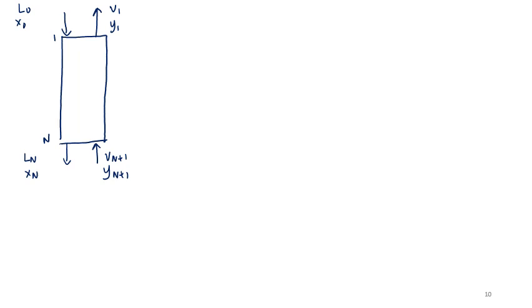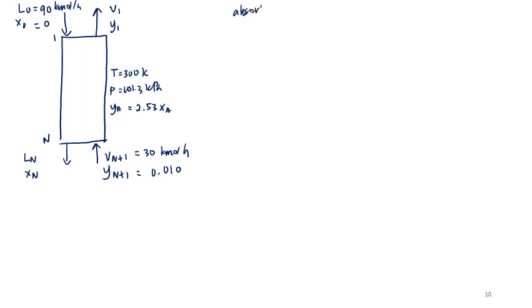So given from the question, temperature is 300 Kelvin and pressure is 101.3 kilopascal, and the equilibrium relation is Ya equals 2.53 Xa. So Vn plus 1 here is 30 kilomole per hour with the concentration 0.010, and L naught is 90 kilomole per hour with X naught equals 0 because it's pure water. You know that the column wants to absorb 90% of acetone.